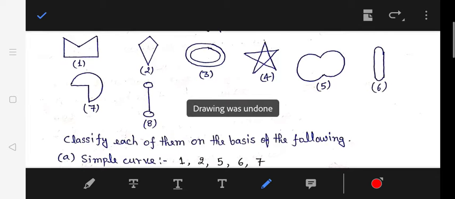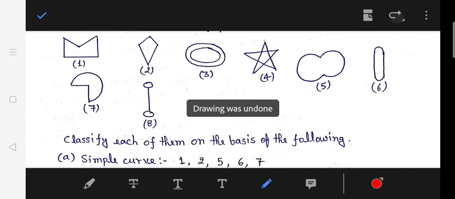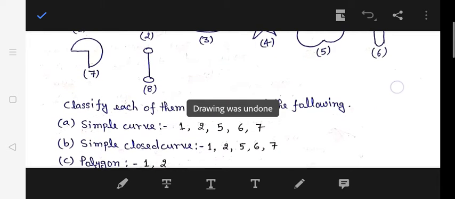Fifth, in the fifth you will find that it is not going to cross. Here the starting and ending point may be the same, so the fifth one is a simple curve. Sixth is also a simple curve. You can draw it without lifting the pencil and it is not going to cross itself. Seventh is also a simple curve. Eighth is not a simple curve. In the eighth you can find that this line crosses this at 2 points, so that is not a simple curve. So the simple curves are first, second, fifth, sixth and seventh. I have written in the answer also which are the simple curves.